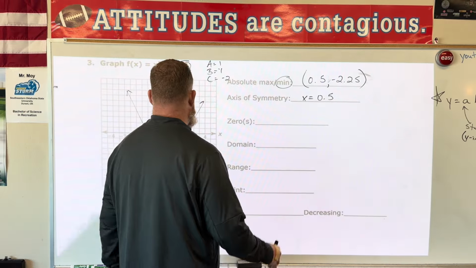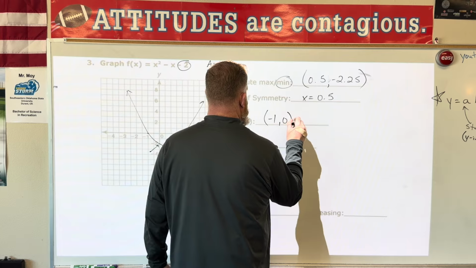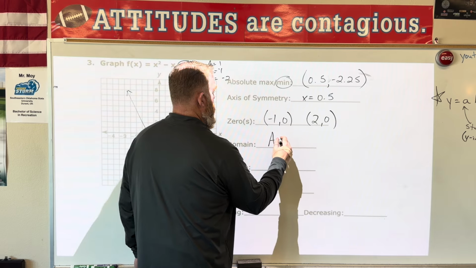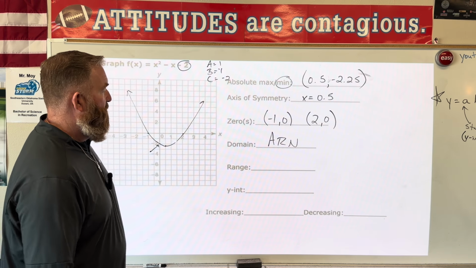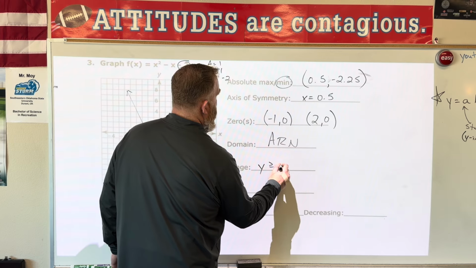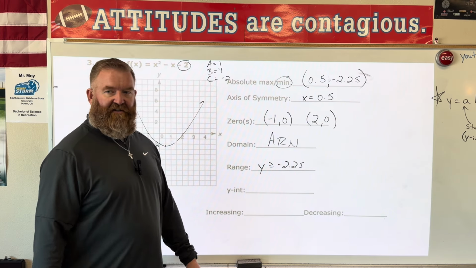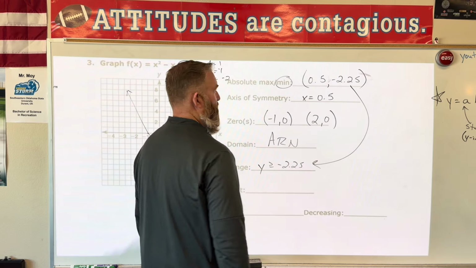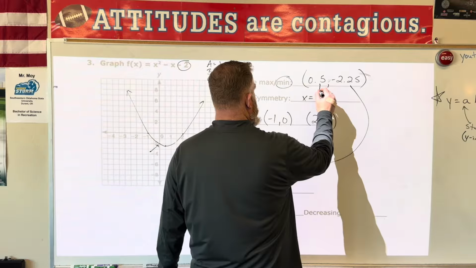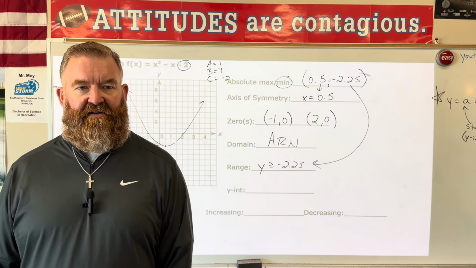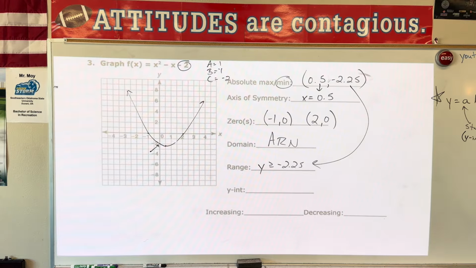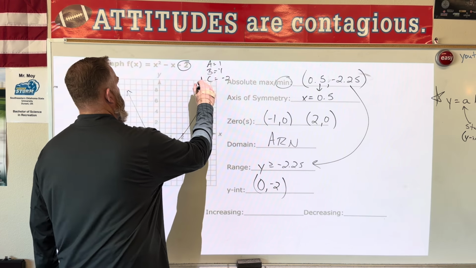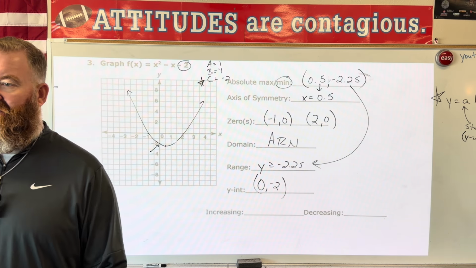All right, here we go. What are my zeros? Negative 1, 0, and positive 2, 0. What's my domain? What's my range? Y is greater than or equal to negative 2.25. Good, you guys are starting to figure that out now. That's my y number, my y range. See how all that kind of ties together? It all works together. What's my y-intercept? 0, negative 2, just like my c, negative 2. It's always going to match.